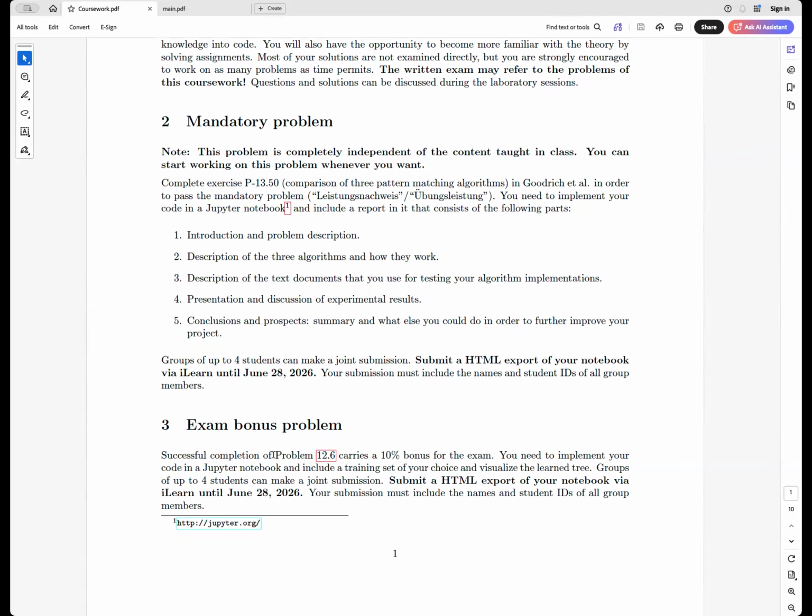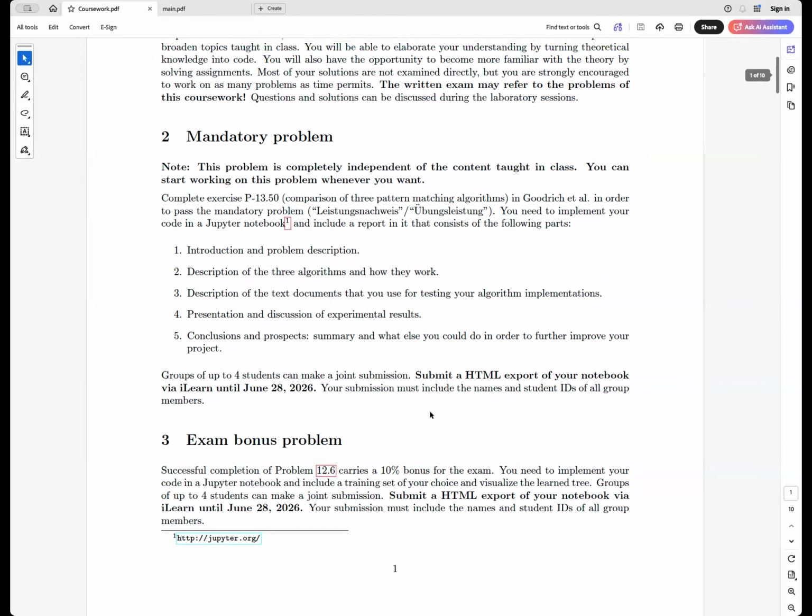One person submitted problem P12.6 from the Goodrich book, which was some merge sort implementation. And I wrote to that person that that's the wrong problem. Because here I wrote problem 12.6, not P12.6, and I have not referred to the Goodrich book. So the exam bonus problem has nothing to do with the Goodrich book. And the person who submitted some other problem still has plenty of time to work on it. We have not discussed decision tree learning yet, and there's still some time.